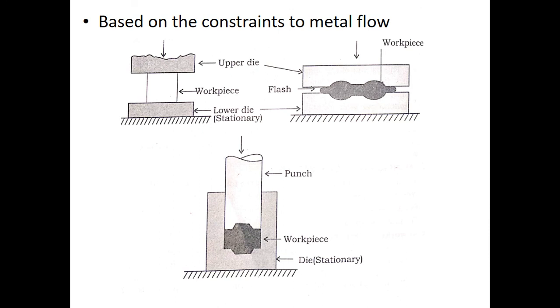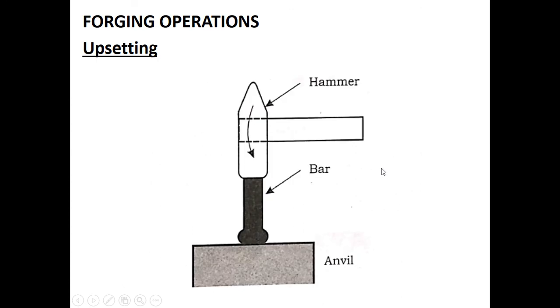Another important term associated with this: when you are applying the compressive load using the die, some excess material comes out from the dies, and this is known as the flash. Now let's become familiar with some of the basic operations used in forging. One is upsetting. What is upsetting?